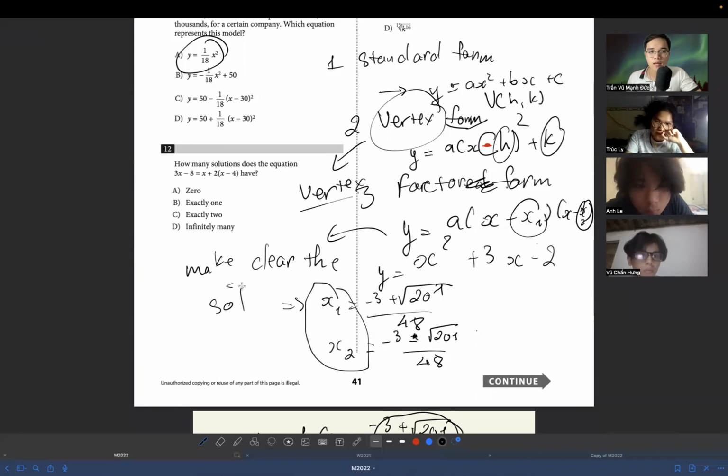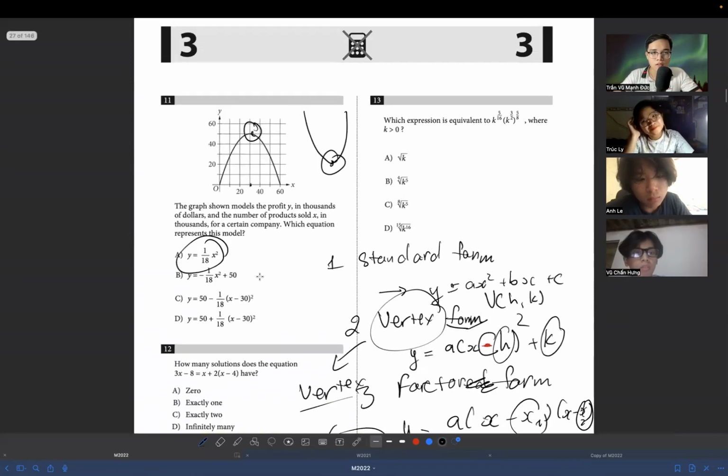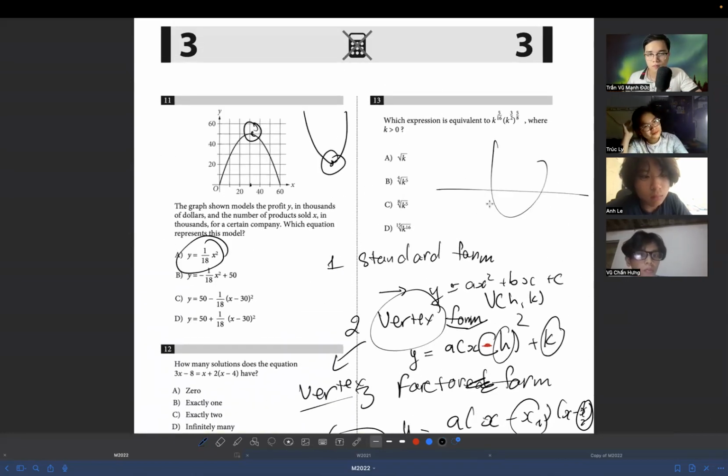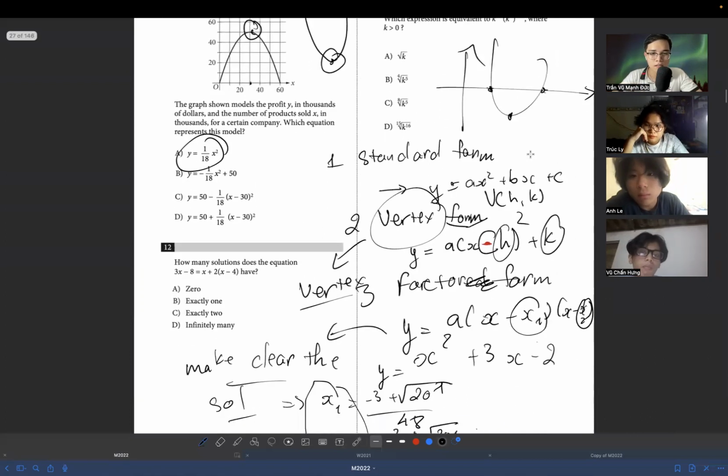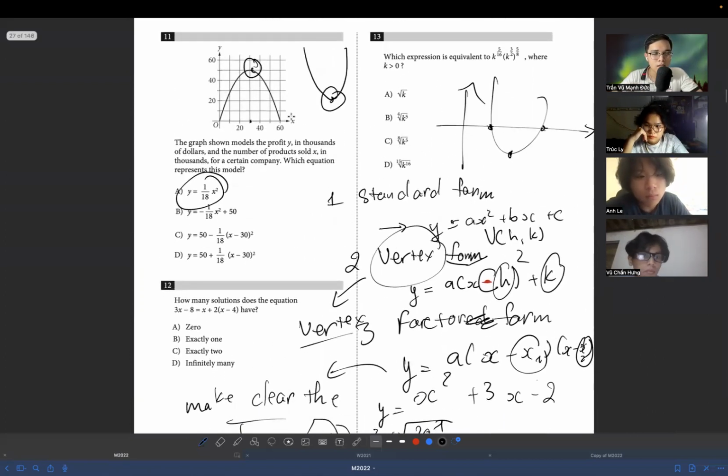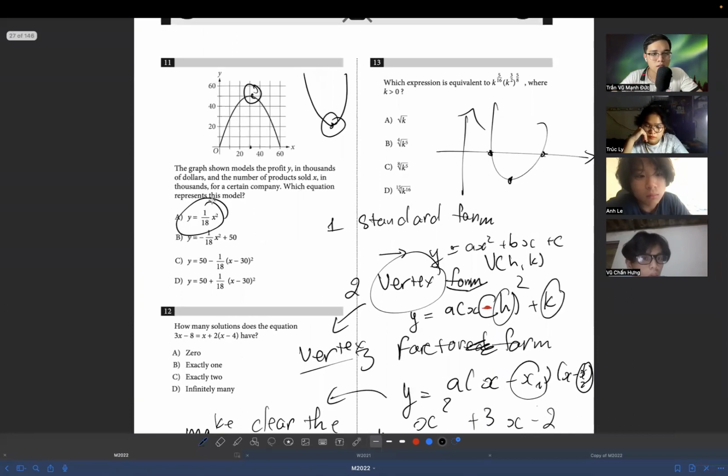This is why they have different forms: a quadratic equation is very special, so they create different forms to make clear its very special points, firstly the vertex, and secondly the solutions, or the x-intercepts. These are the most special points of a quadratic equation, which is why they have different forms to represent them. And in this case, question 11, which equation represents this model?